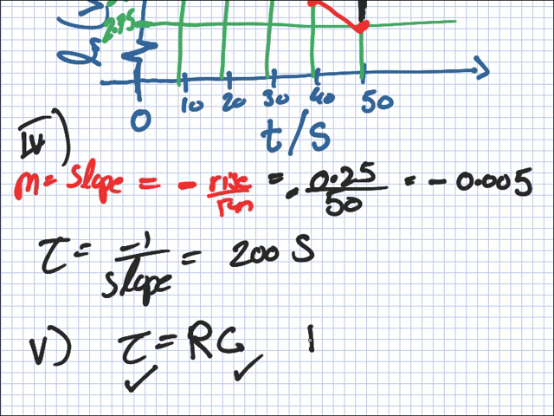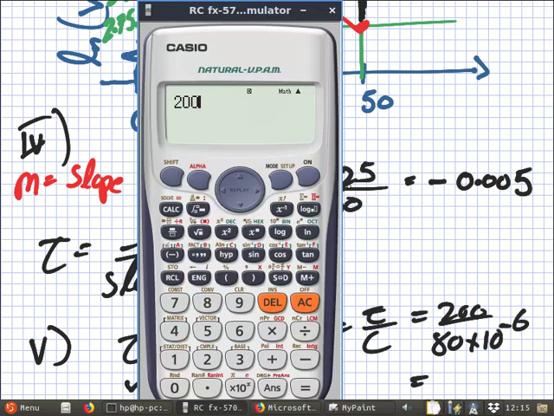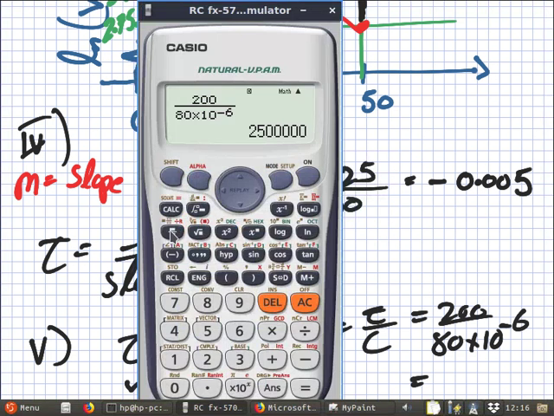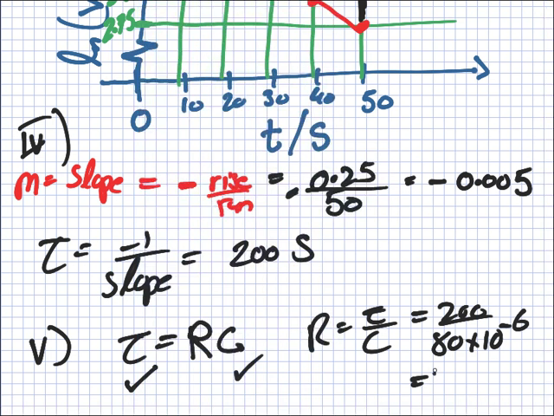So that means the R equals time constant over C, which is 200 over 80 times 10 to the minus 6. So let's type that in. 200 over 80 times 10 to the power of minus 6. That is a humongous number, which it usually is. It's usually at mega ohms. Yeah, 2.5 mega ohms.